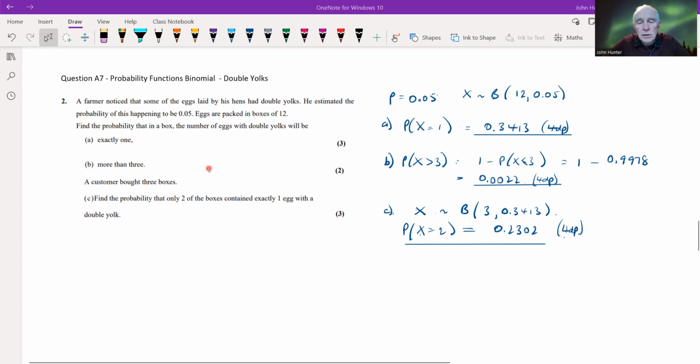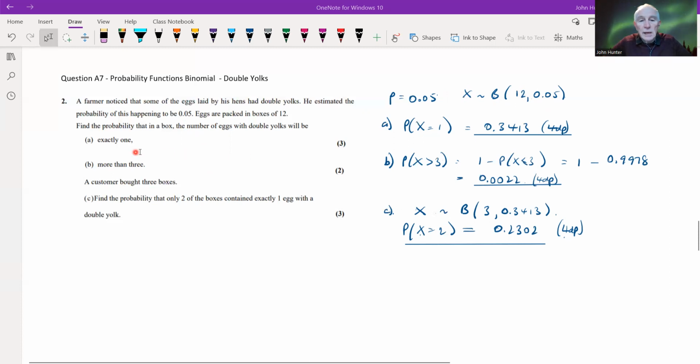1. Okay, so this is a relatively straightforward binomial one where we've got 12 trials. So we're looking at 12 eggs, so that's 12 trials, each with a probability of 0.05. And out of that, the random variable that arises from that is the number of eggs with double yolks. Okay, so what we're looking at is a random variable, the number of eggs with double yolks, which is binomially distributed with an n of 12, that's 12 trials, and a probability of 0.05.